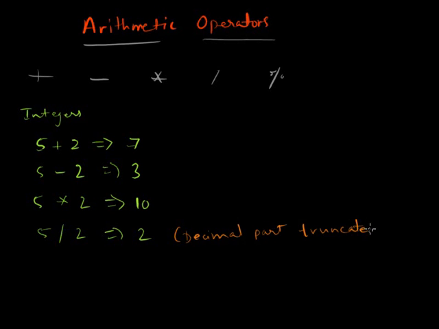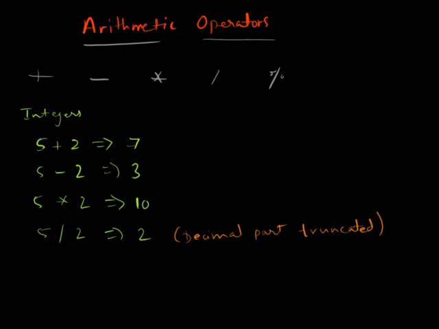Please remember this, because it's very important. People make a lot of mistakes in these things. So to recap again, if we divide two integers and the result in our mind is a floating point number, in that case the floating point is dropped. The part after the decimal point is dropped.